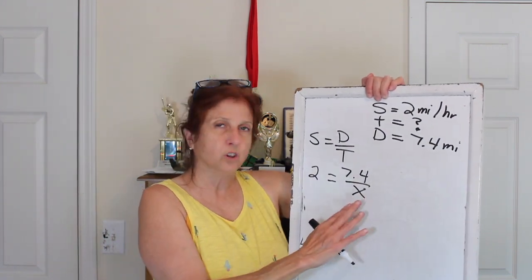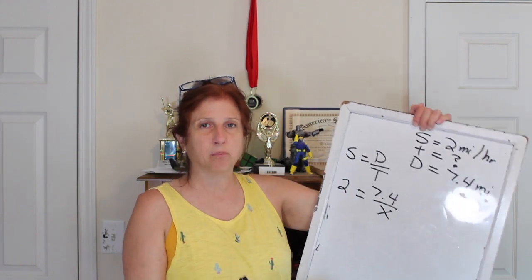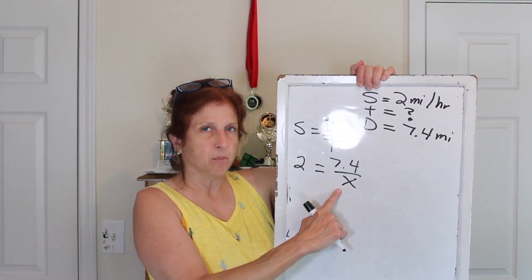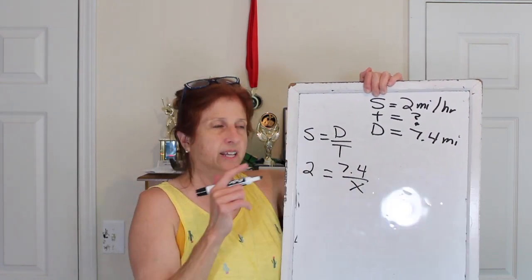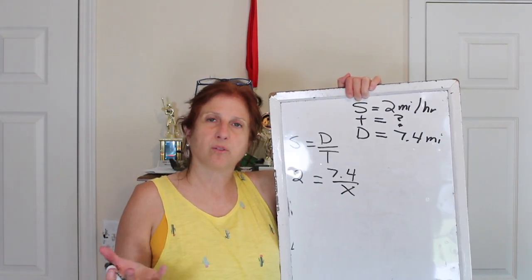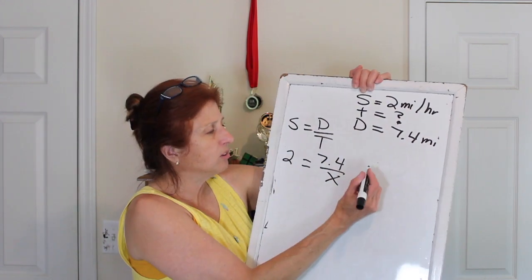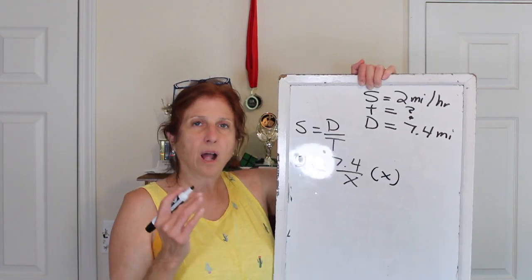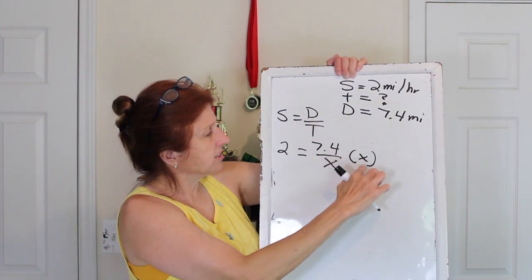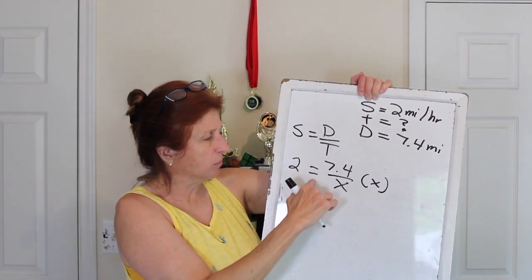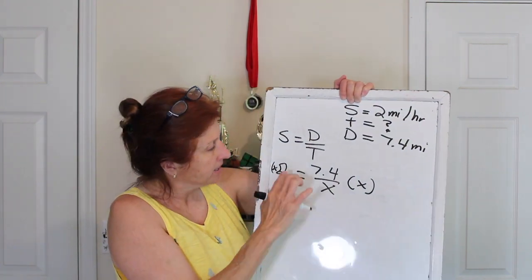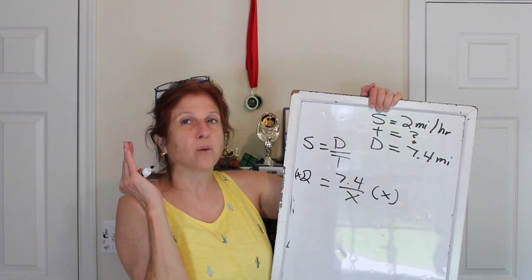You do the opposite until X is by itself. Now, what does that mean? The reason why X is not by itself is it's being divided into 7.4. So what's the opposite of dividing into 7.4, dividing by X? It's multiplying by X. And I'm allowed to do that because I'm allowed to do anything I want in math as long as I do it to both sides of the problem where there's an equals. So I have to multiply an X over here too. So I'm allowed to do it because I did it to both sides.